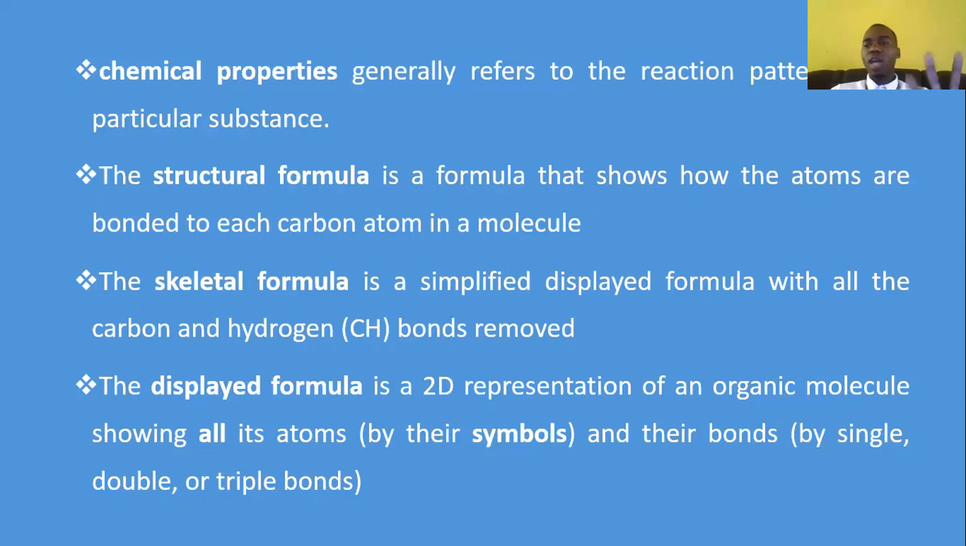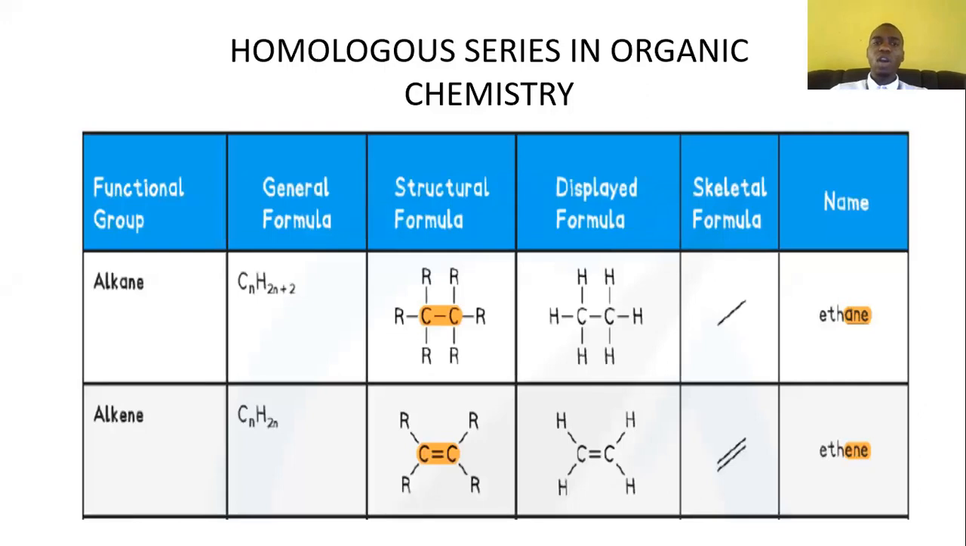Now, I'm just giving the definitions here. Very soon, you will be able to see the pictorial examples of what we are talking about. Let's have a look at them. Now, homologous series in organic chemistry. We have quite a number of homologous series in organic chemistry. So this represents an opportunity for us to understand the terms that we have just defined.